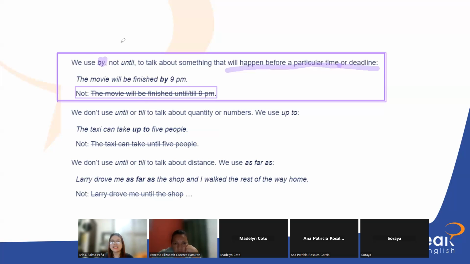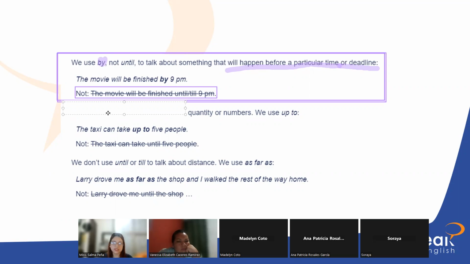We cannot say until. It means hasta, but we cannot use it with something that hasn't happened. The movie will be finished by 9 p.m. But you cannot say the movie will be finished until 9 p.m. That is not possible. That's why we have until and by. Two expressions in similar situation, but they have different uses. Okay, now let's see the next example.